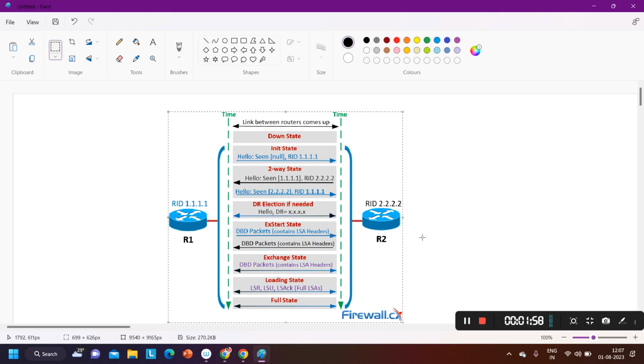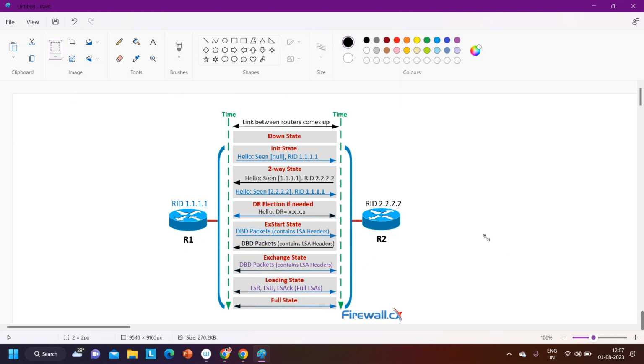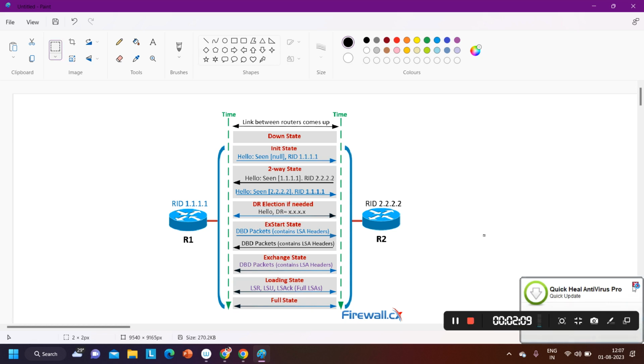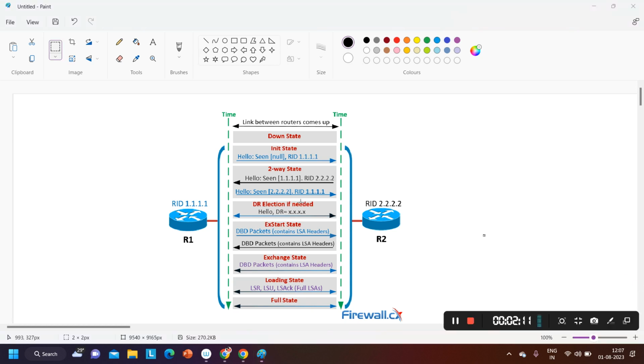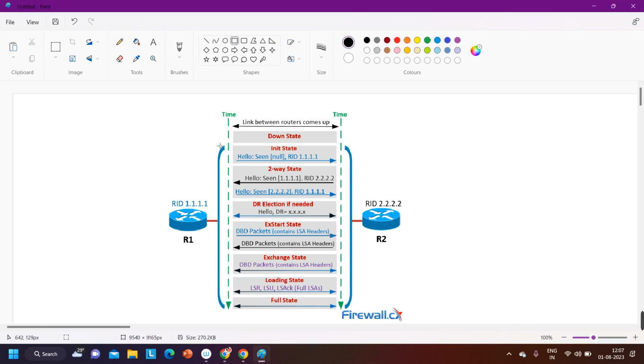See, I again have two routers, router 1 and router 2. Router 1 has router ID 1.1.1.1, router 2 has router ID 2.2.2.2. We had already discussed router ID as well. Router ID is the identification of a router in OSPF. We have two methods to configure a router ID on a router: one is manual and one is dynamic.